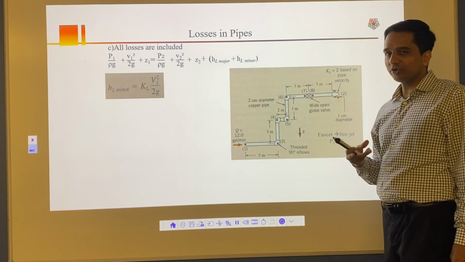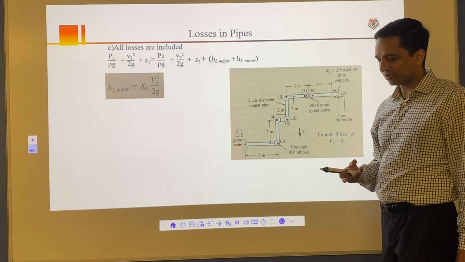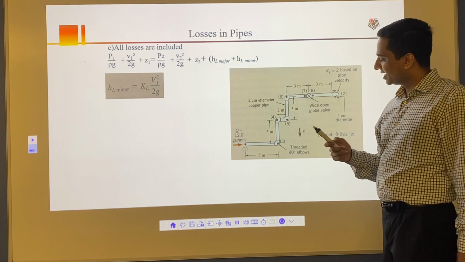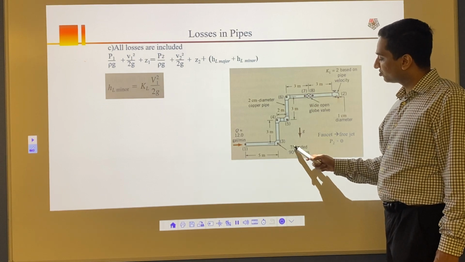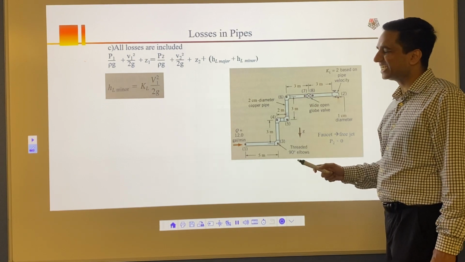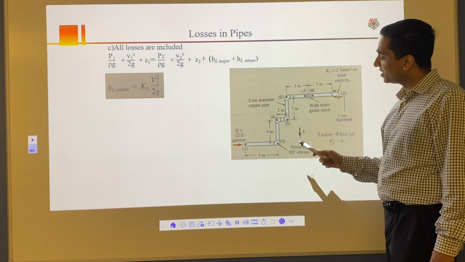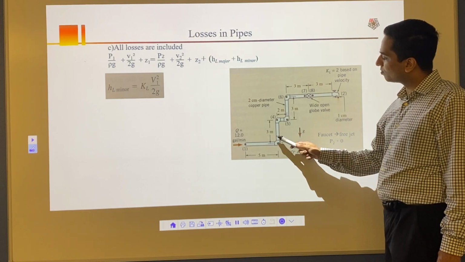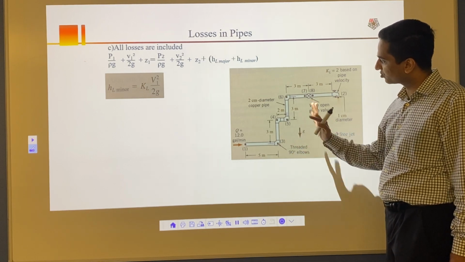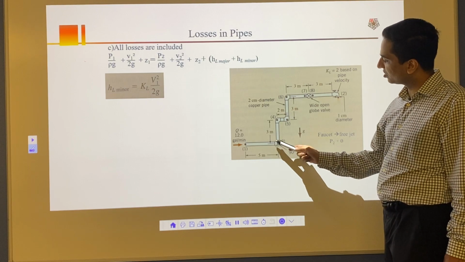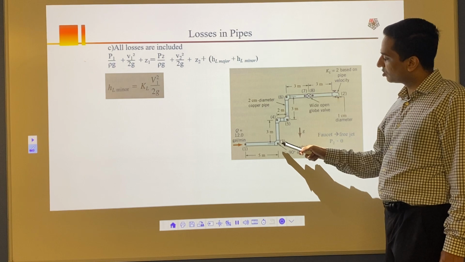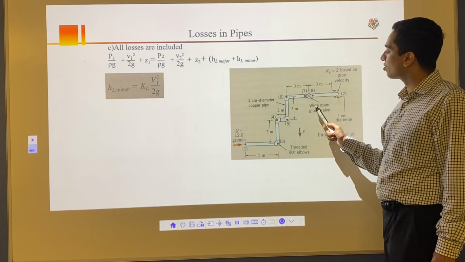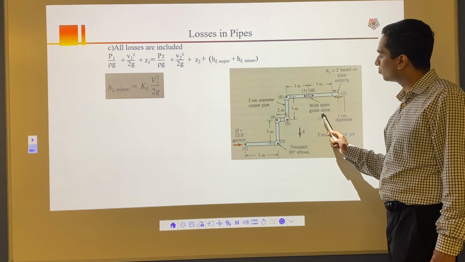Now you have to go through your table. I think it's 8.2, or you go in your book and find the value for KL for a threaded 90-degree elbow. I think it's 1.5. So from the table you can find the value, and then you have to multiply that value by 4 because you have 4 elbows here, here, here, here. Then find the value for the wide open globe valve.